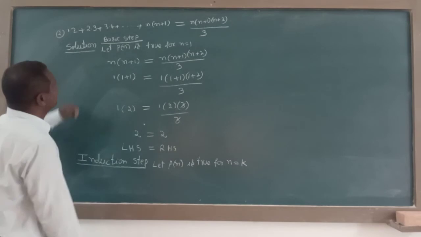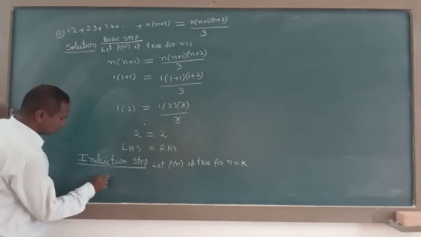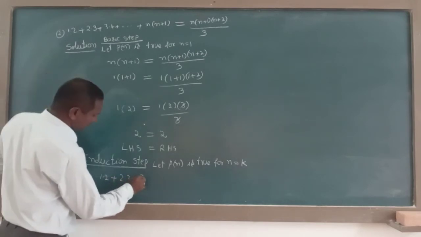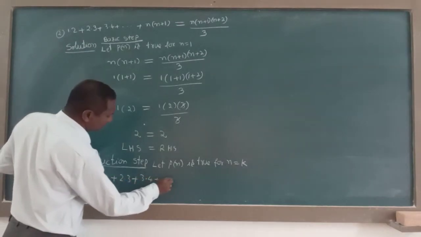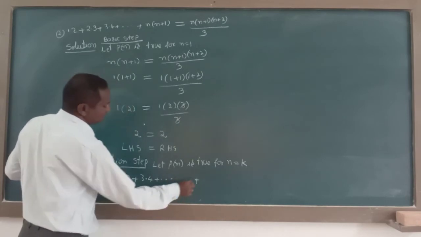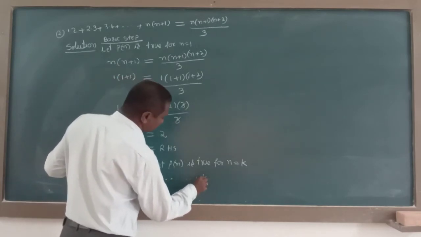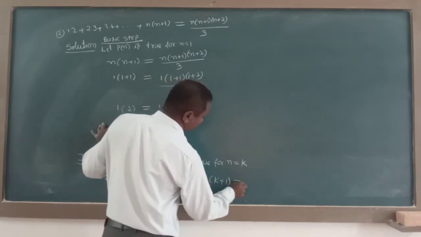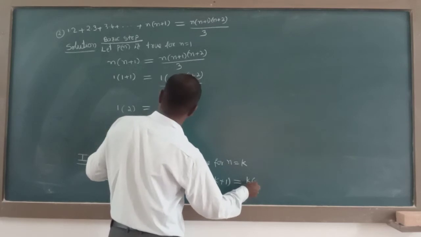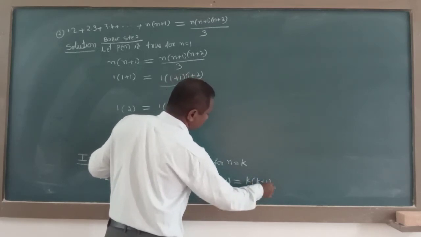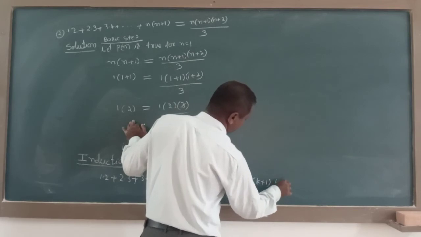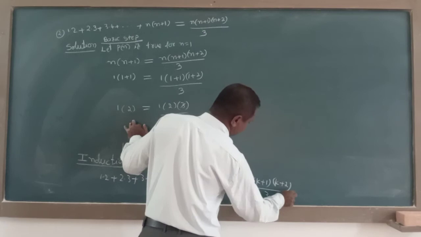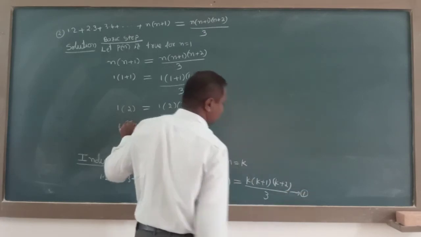N equal to k means substitute here: 1 into 2 plus 2 into 3 plus 3 into 4 and so on, plus k into k plus 1, is equal to k into k plus 1 into k plus 2, whole divided by 3. At the same time we call this equation number 1.